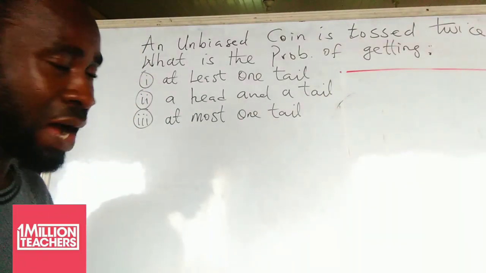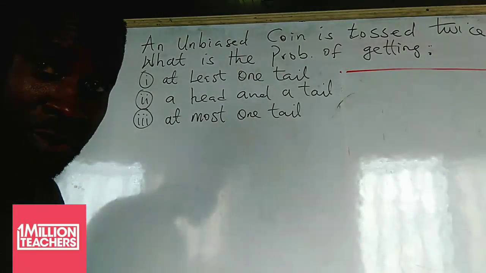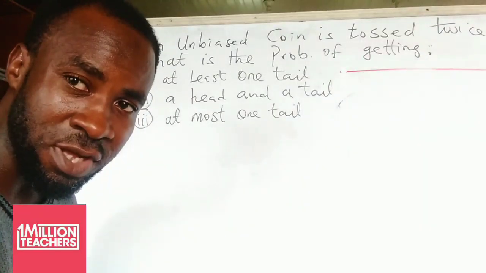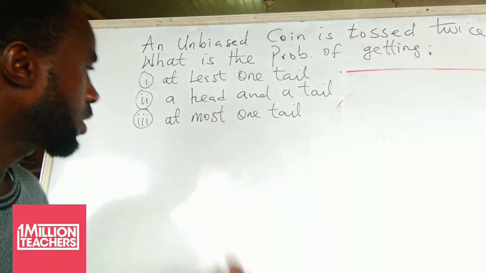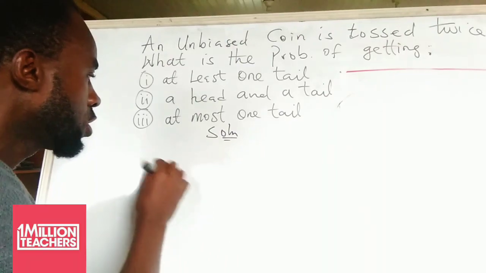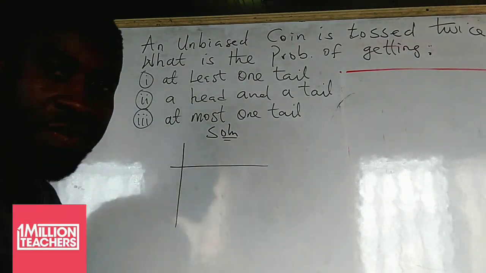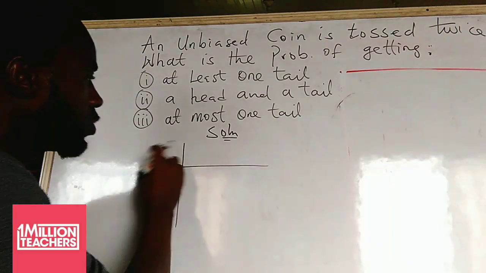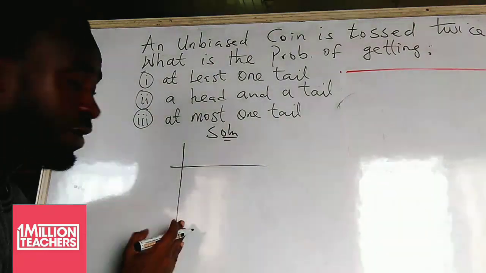So now I want to show us how we can use the outcome table to solve this particular problem. So now I've also discovered that most of us don't know how to construct the outcome table. It's very easy. Now, solution, this is how to get your outcome table. You know that a coin always has two sides. So the first thing to do is to draw something like this. You have the horizontal bar and then you have the vertical bar.